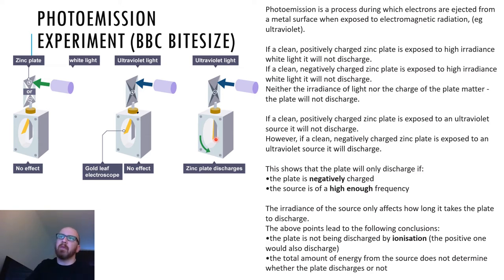So this shows that the plate will only discharge if the plate is negatively charged and the source is of a high enough frequency. So a high frequency UV light, high frequency means high energy, because E equals hf. So the irradiance of the source only affects how long it takes the plate to discharge.